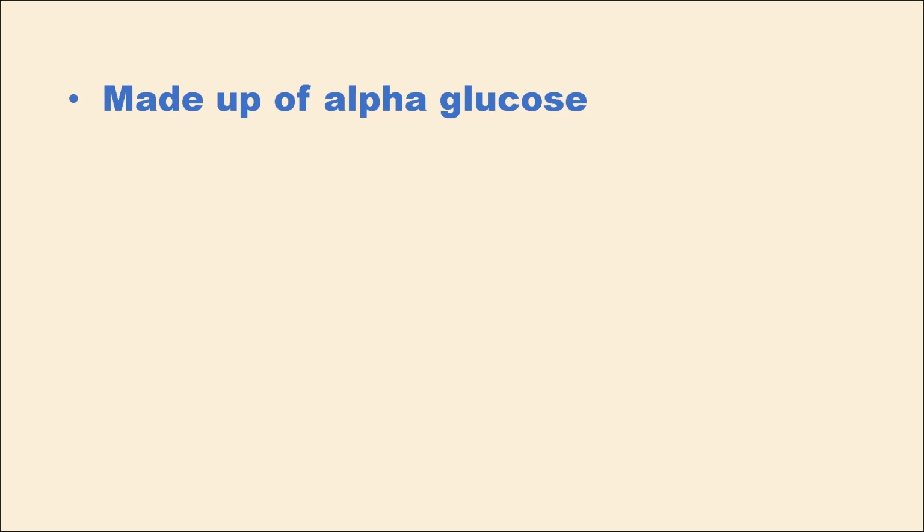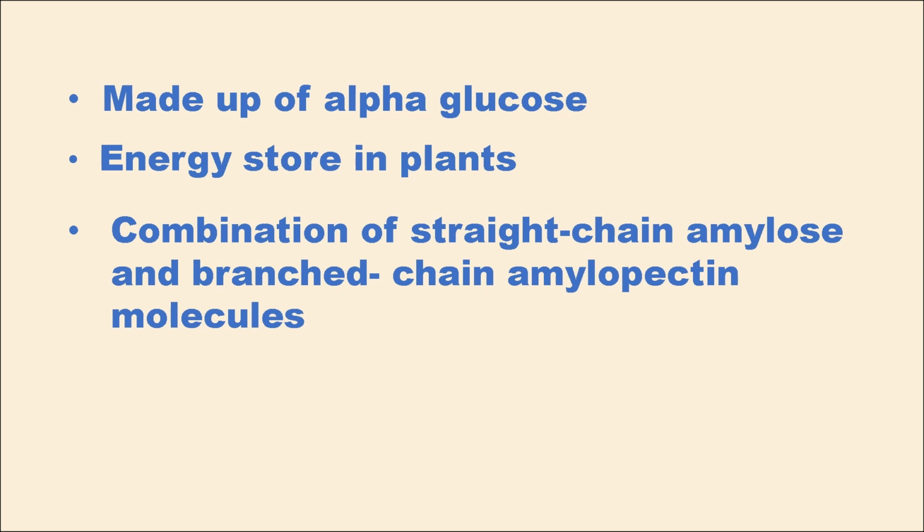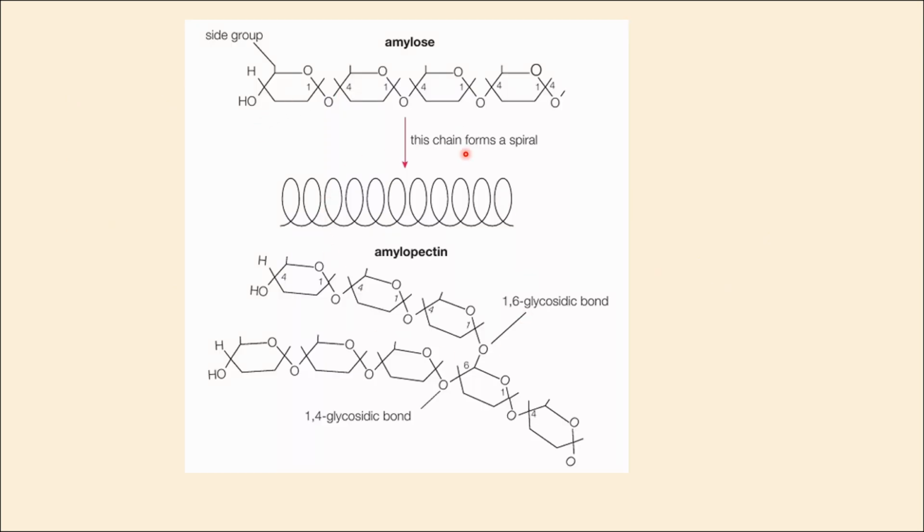Now let's take a look at starch molecules. They are composed of alpha glucose units and serve as energy storage in plants, and consist of both straight chain amylose and branched chain amylopectin. And here is a diagram from your textbook showing amylose and amylopectin. You can see the differences between them.